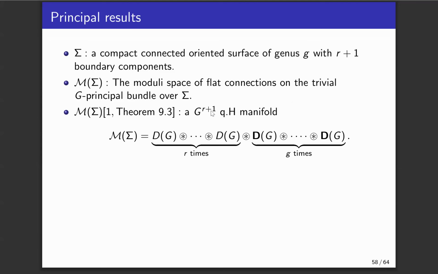And this quasi-Hamiltonian structure is beautiful. It has beautiful descriptions in terms of the internal fusions of copies of the double of G and the internal fusion of the double of G itself. The first part is the fusion product of r copies of the double of G, and we have fusion products of copies of the internal fusion of the double of G itself.